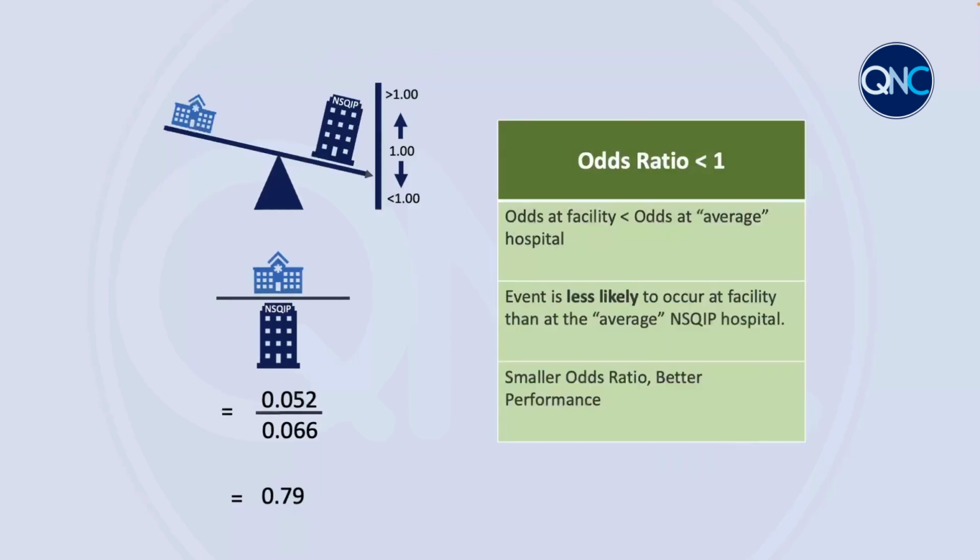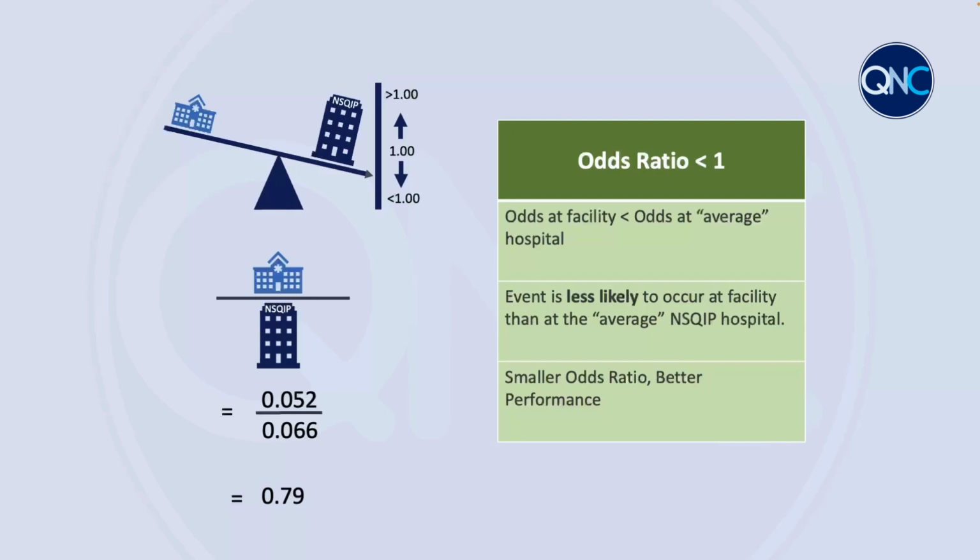In the second scenario, we're looking at a site that has lower odds than the NSQIP population. Because the NSQIP population odds are higher than the facility's odds, the seesaw shifts towards an odds ratio that is less than 1. What this means is that an event is less likely to happen at the facility than at the average NSQIP hospital. The facility is considered performing better than expected, and the smaller the odds ratio, the better the performance.